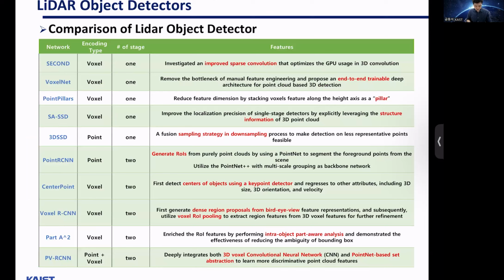Here's a comparison of key features or functions for each type of network, where encoding type and number of stages is listed. And let's go one by one in the following lecture materials. But you can come back and take a look at these lists and features to review the materials. Okay.